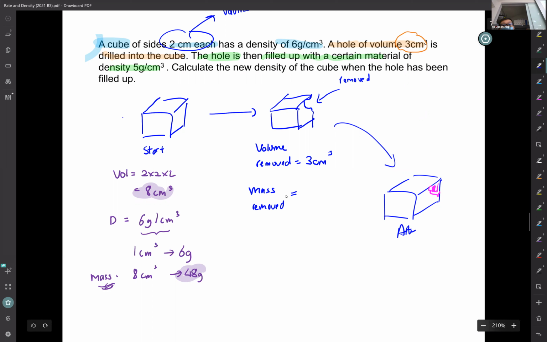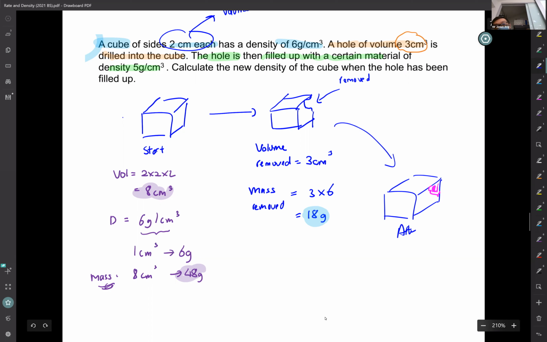Sorry? Is it 15 gram removed? 3 cm cube. 1 cm cube is 6. So what is 3 going to be? How much do you remove? You remove 18 grams. So if you're not careful here, so you remove 18 grams, right?